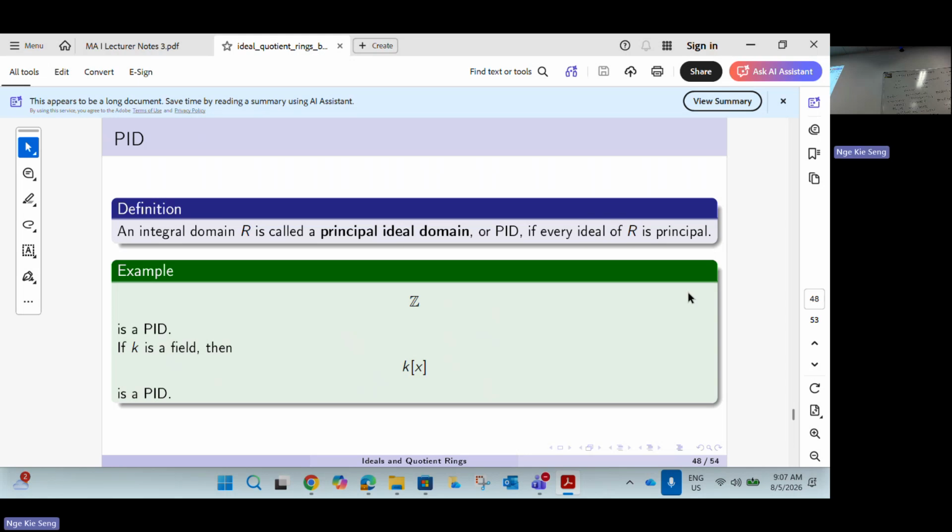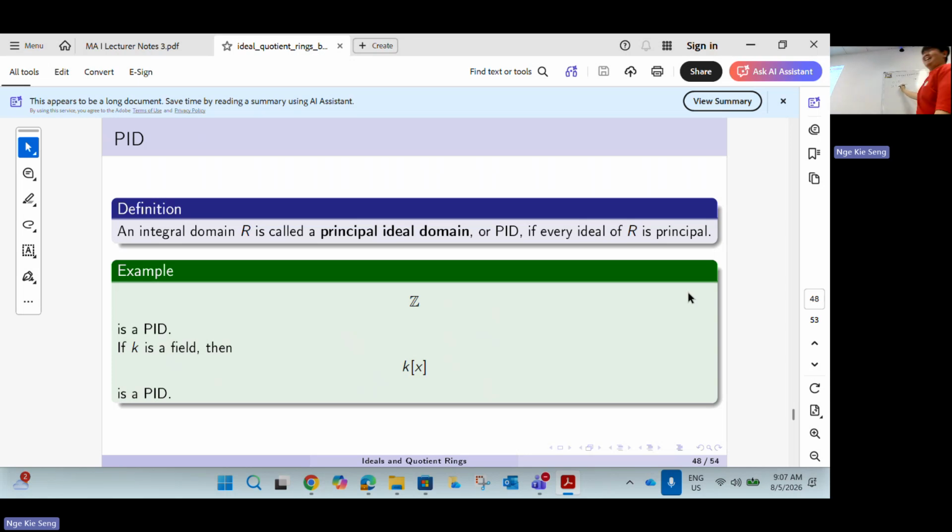Every ideal in Z, you can only write as an ideal generated by an element. For example, if you have two different elements, like 3k plus 6h, the combination, you can also write it as a single generator.